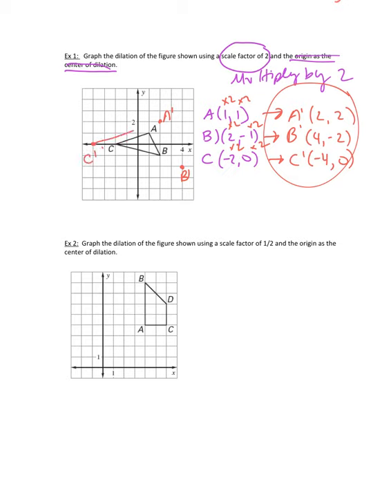And then you just use a ruler. I can't make straight lines on this thing. And there's your new figure. Okay, and the scale factor of 2 told me that it was going to get bigger because that scale factor is a number bigger than 1.